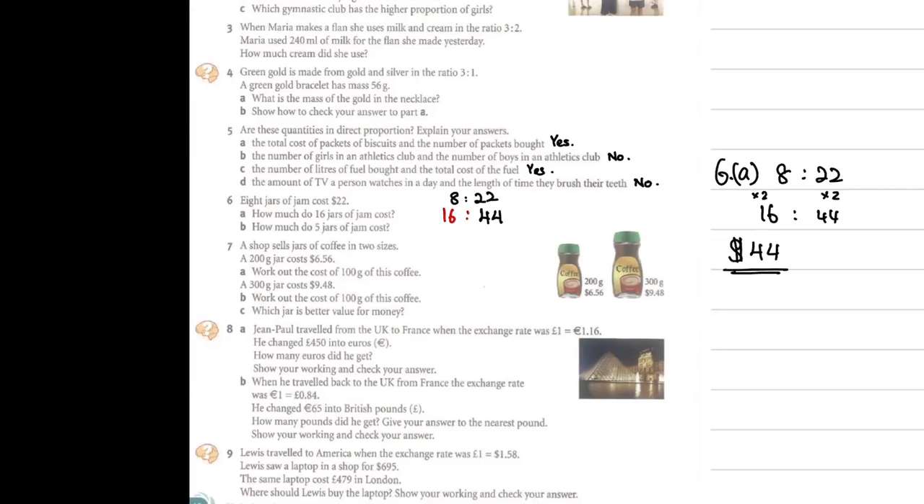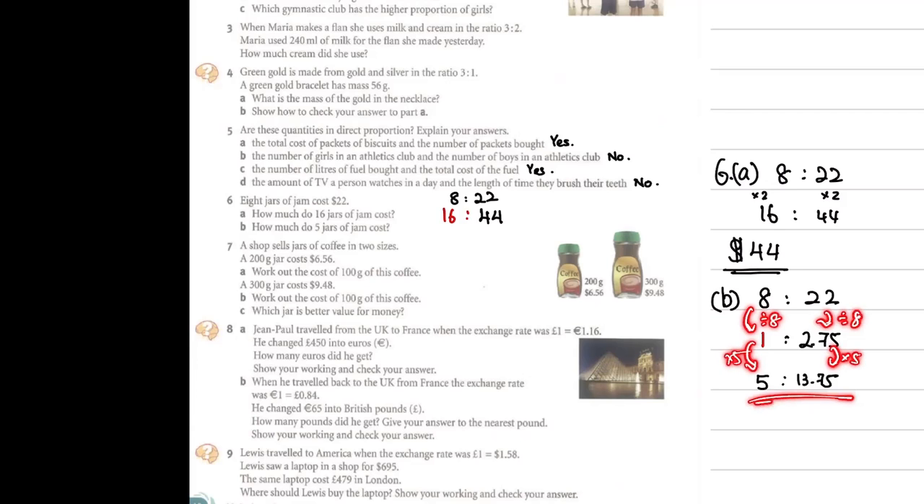Okay, now 6B is the one that's slightly difficult. 8 jars is 22. Well, if you want, you can find 1 jar first, and then you can find 5 jars. So 22 divided by 8 is $2.75, and then times 5, you get $13.75. Very good. So this one is divided by 8, then multiply by 5. I get this answer. All right.